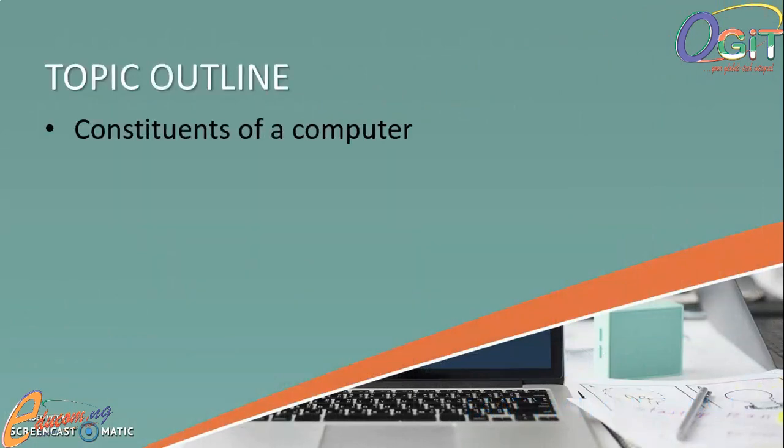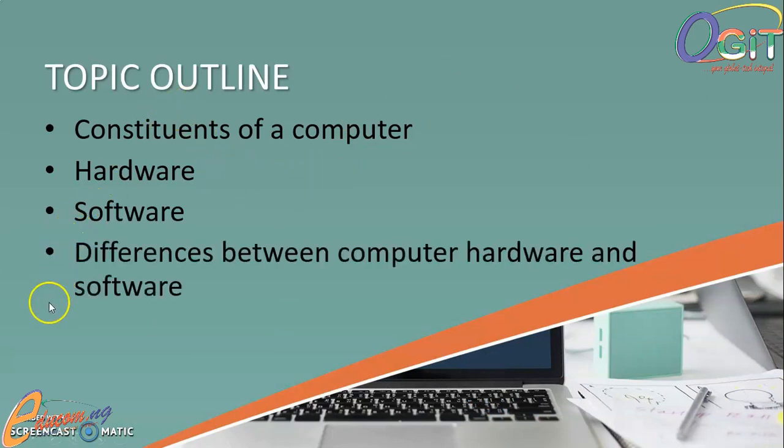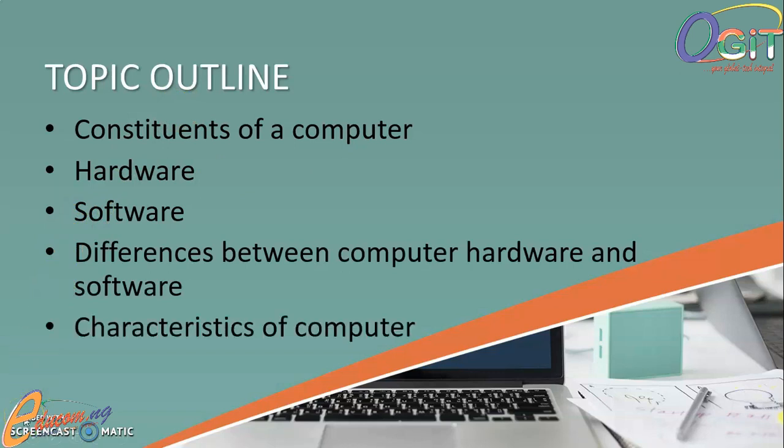Before we proceed, let's rush through the topic outline. The first one, constituents of a computer. The second one, computer hardware. The next one is software. The next one, differences between computer hardware and software. The next one, characteristics of computer. And lastly, some computer terminologies.